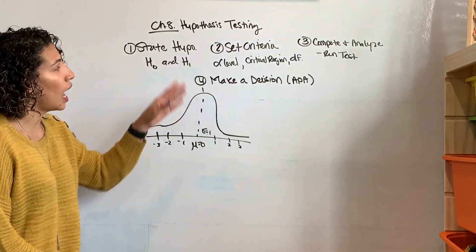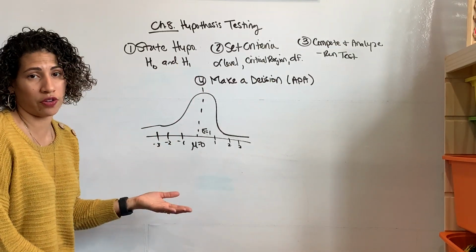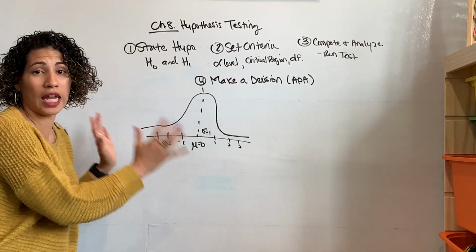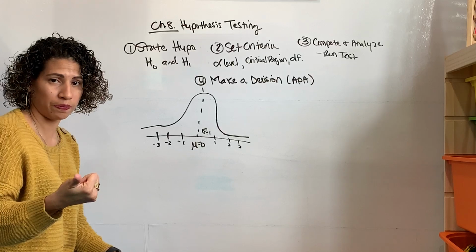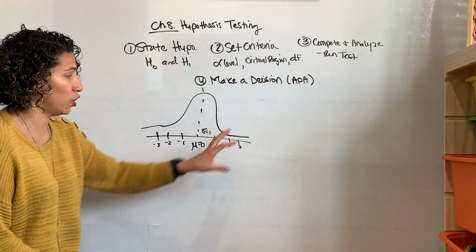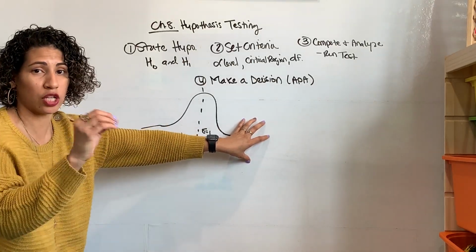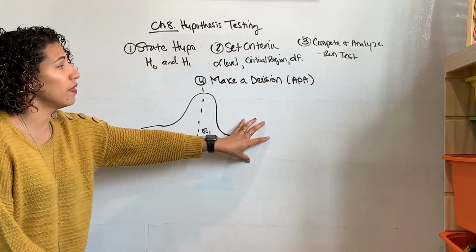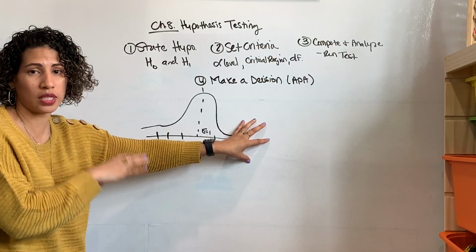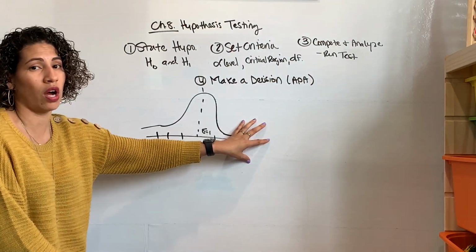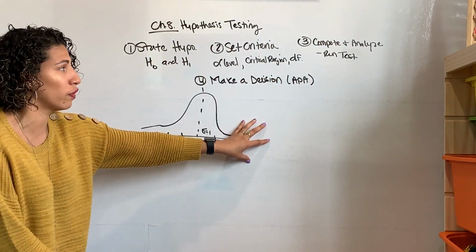And if we talk about the second one, setting our criteria, we know our criteria specifically in hypothesis testing has to do with 3 things: our alpha level, our critical region, which is the place in the tail where we're going to find that extreme significant difference. And then we also have degrees of freedom, which doesn't apply yet for us because we're doing the one sample z-test, but will apply once we move on to the actual t-test and the other tests moving forward.